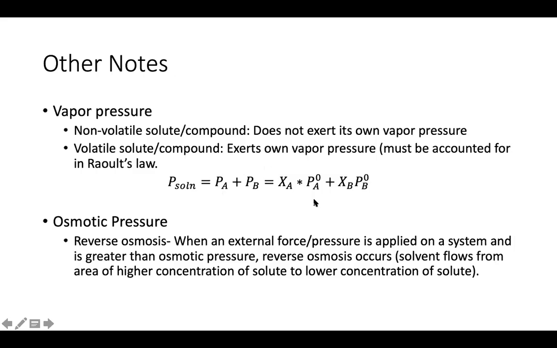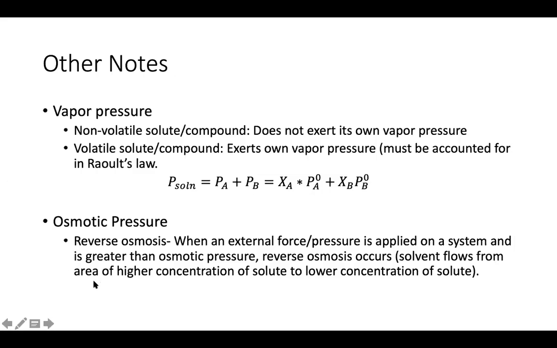We basically do Raoult's law for each one of these partial pressures individually. So the partial pressure of A is equal to the mole fraction of A times the pure vapor pressure of A, plus the partial pressure of compound B, which is equal to the mole fraction of B times the pressure of the pure solvent B. So that's how you do it if you have multiple volatile solutes.